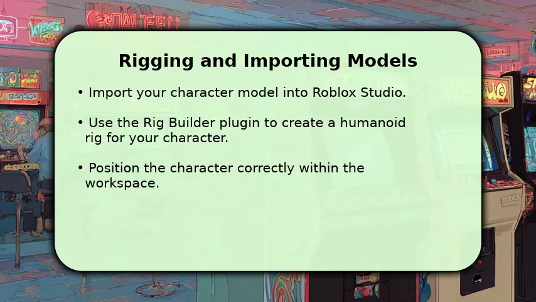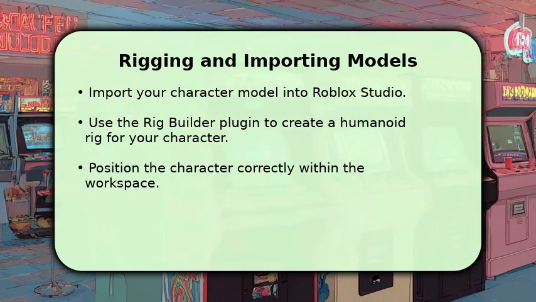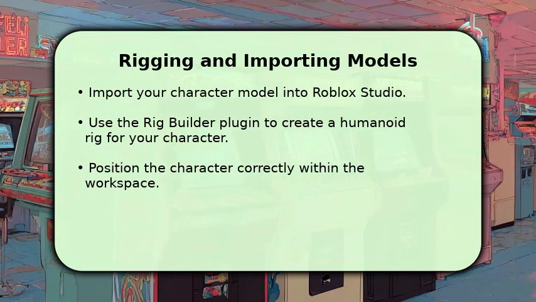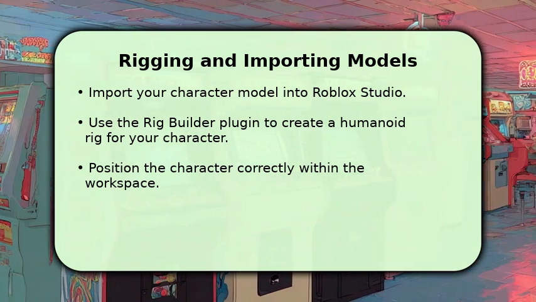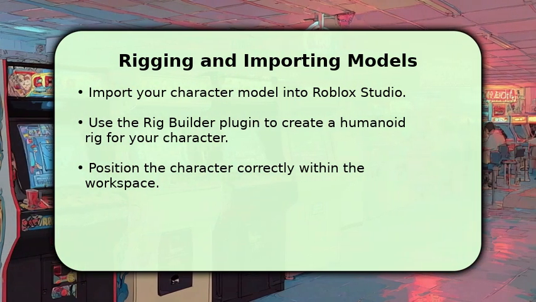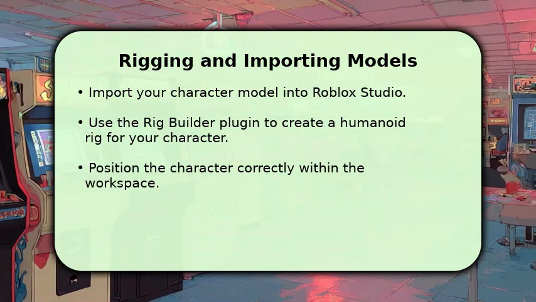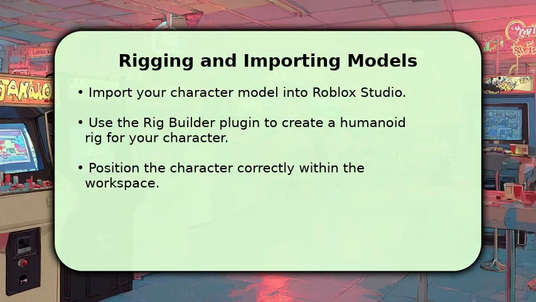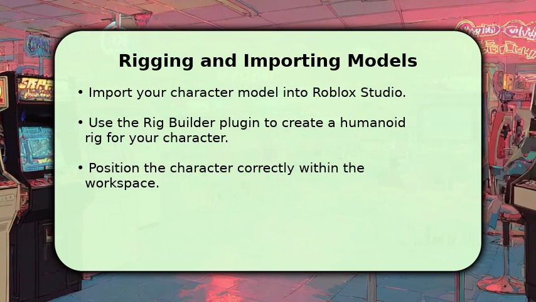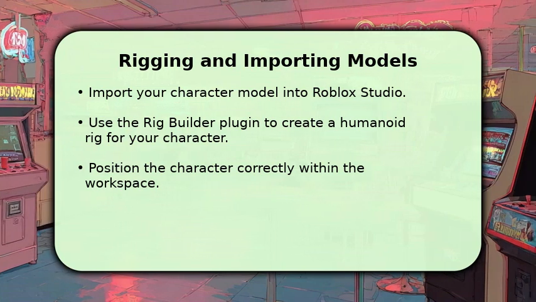Next, you'll want to import your chosen character model into Roblox Studio. After importing, use the Rig Builder plugin to efficiently create a humanoid rig for your character. This rig is essential as it provides the skeletal structure needed for animation. Take your time to accurately position the character within the workspace, ensuring it's ready for movement. A well-rigged and positioned model is the foundation for any great animation.